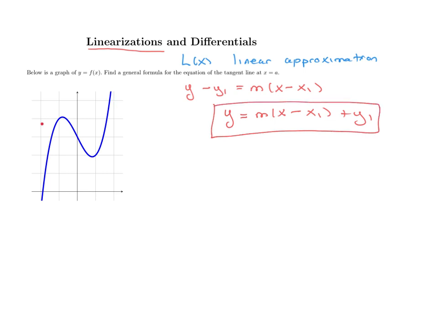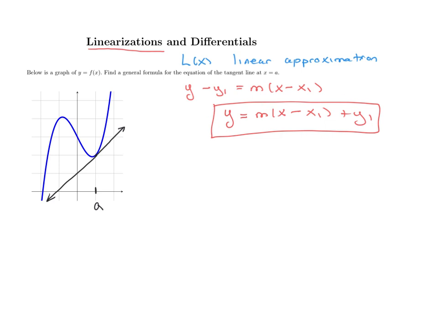All right, here we have a graph of y is equal to f of x. I'd like to find a general formula for the equation of the tangent line at x is equal to a. So for all these problems, you'll be given some function f of x along with a number a. And I'll put a, let's say right here. What we want to do is find the equation of the tangent line at x is equal to a, which I'll draw like this.